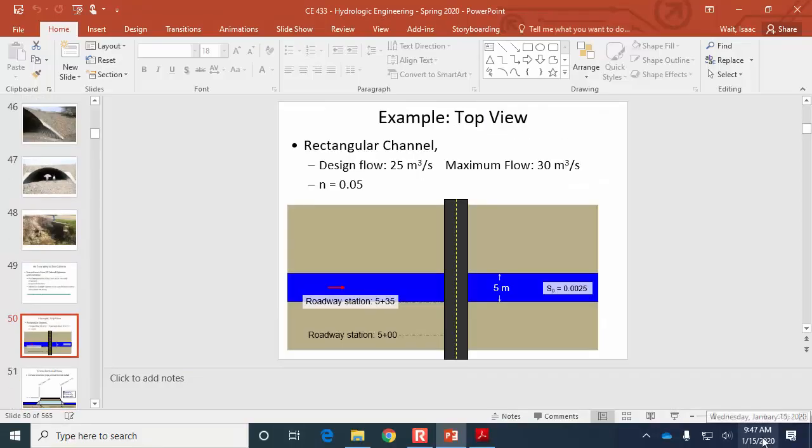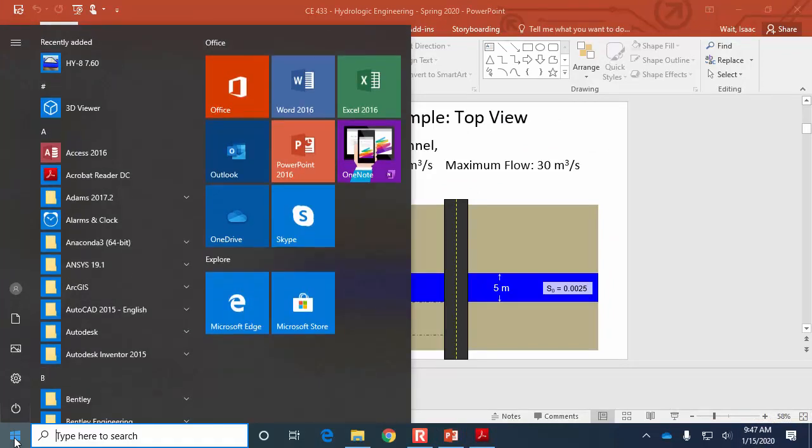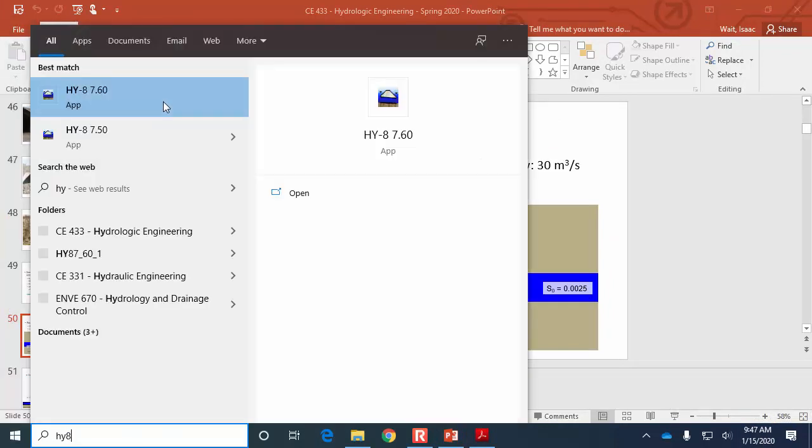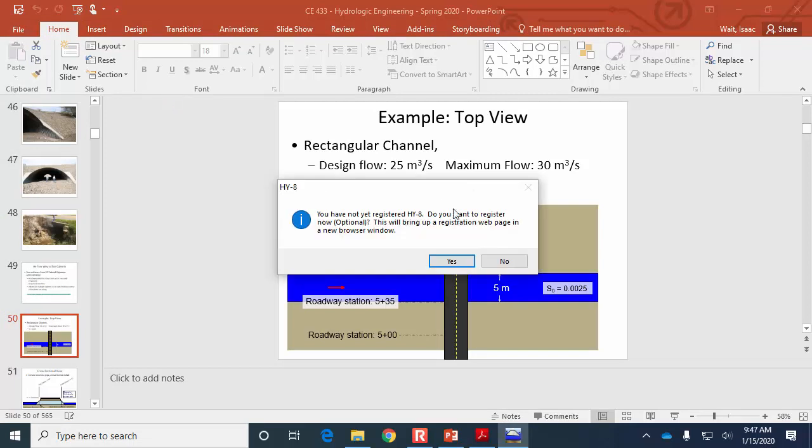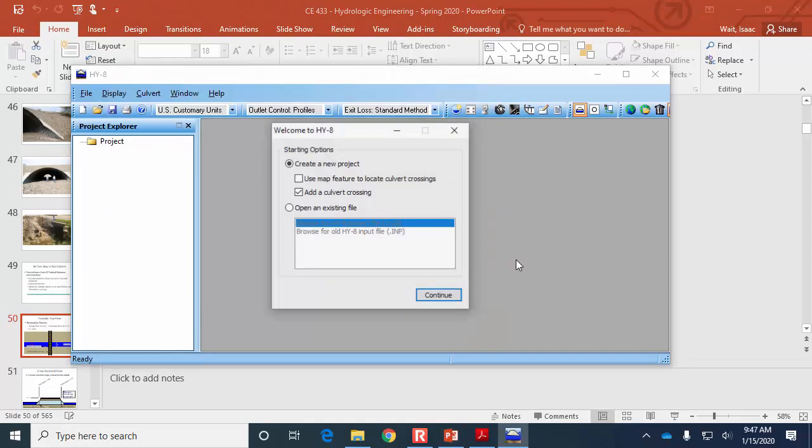So we've only got 3 minutes left. Oh, I wish we had just a little more time. All right, let me open up the program and show you how we would start to put this data in.